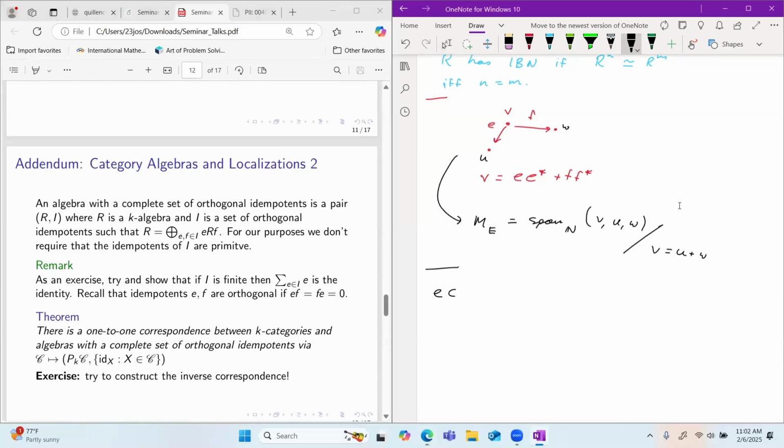We say an idempotent E is primitive if E can't be written as F plus G for F, G in R, non-zero, I guess I'll say orthogonal.